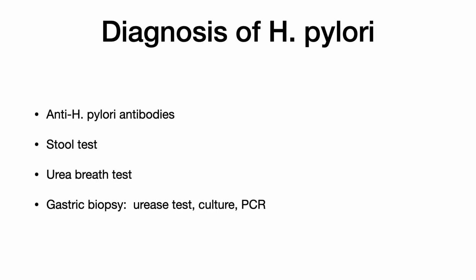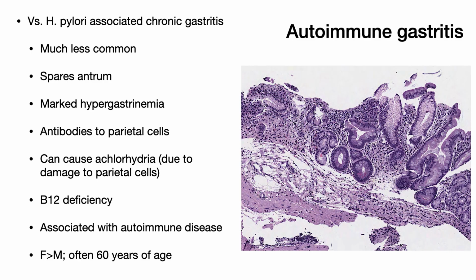So diagnosis, I just put them in there. You can have anti-H. pylori antibodies. They can test for it in the stool, urea breath test, or if need be, gastric biopsy. So another one, this is much less common, is autoimmune gastritis. So I listed up here what I could find as the difference between the two.